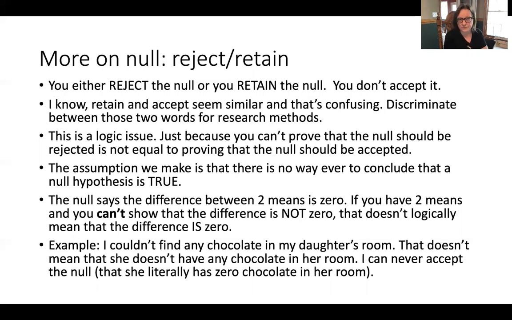Okay. So the null hypothesis basically says you have these two groups and the difference between the groups is 0. The difference between their two means is 0, or the association that they have is a 0 association, a 0 correlation. That would be the same kind of thing. And so if you have two means and you can't show that the difference between those two means is not 0, it's not the same thing as saying that the difference is 0. So this is like a logic game. Just because it's not shown to be non-0 doesn't mean that it is 0. Okay? You just have to kind of wrap your head around that.